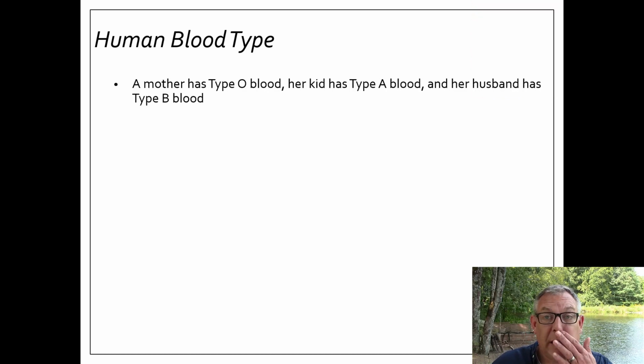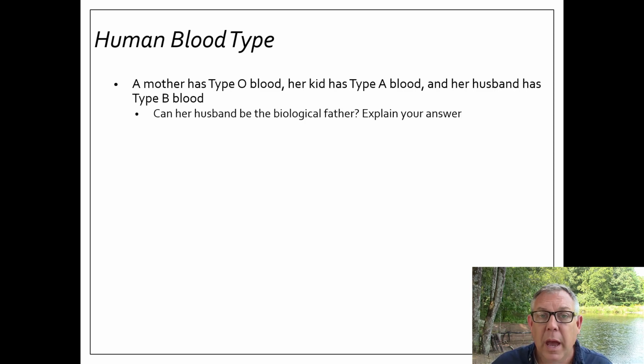So you've got a mother who's got type O blood, her kid has type A blood, and her husband has type B blood. So in this example, can her husband be the biological father? Always start off with what you know. The mother has type O blood, so you know her genotype. She has to be lowercase i, lowercase i. She has to be homozygous for the lowercase i. That's the only way you can get type O blood.